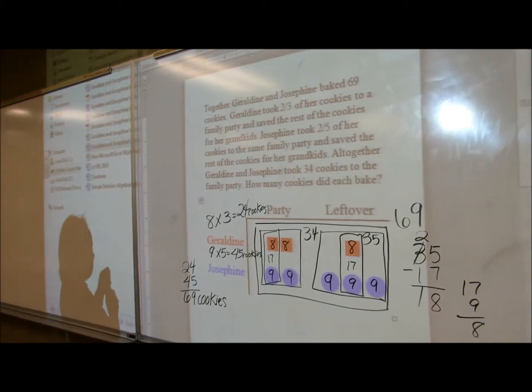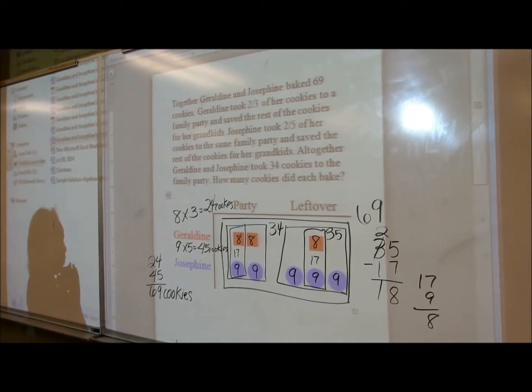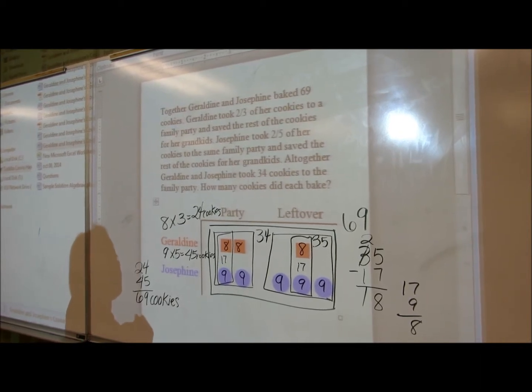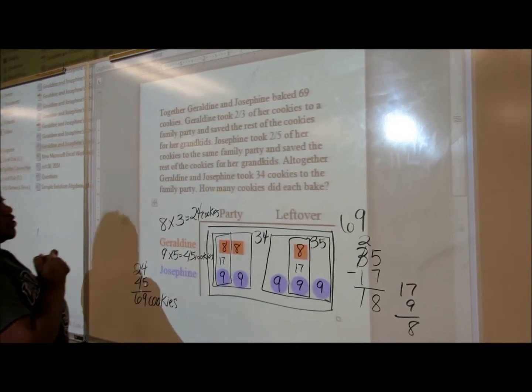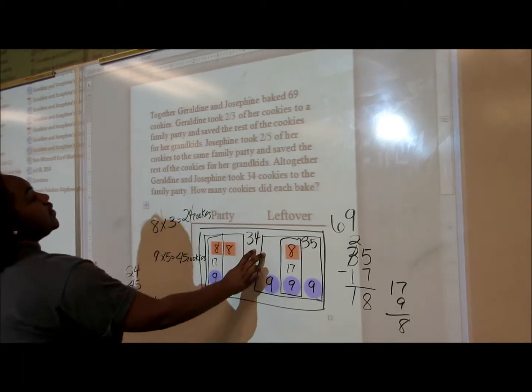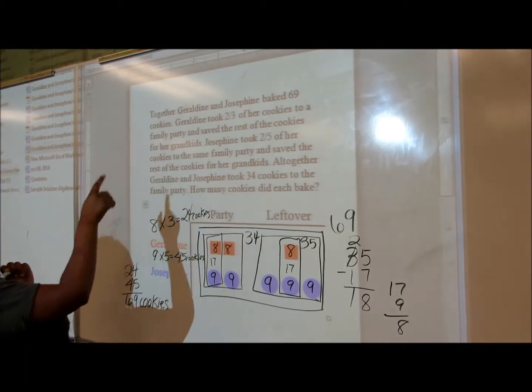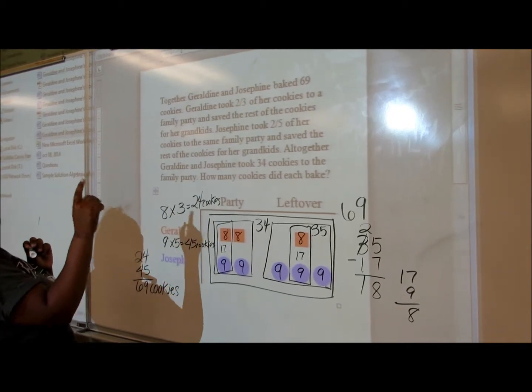Okay, Rachel, good work. Could you explain the picture again? I drew the picture for you guys, but could you explain why we took for Geraldine 3 boxes and 2/3? Okay, so for Geraldine, we took 3 boxes because it said that she took 2/3 of her cookies to a family party and saved the rest.